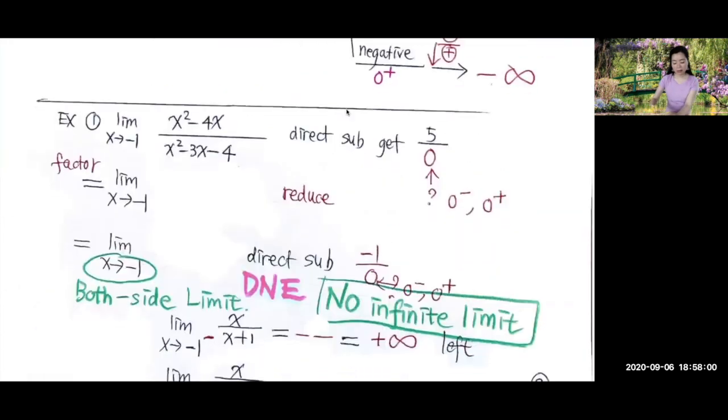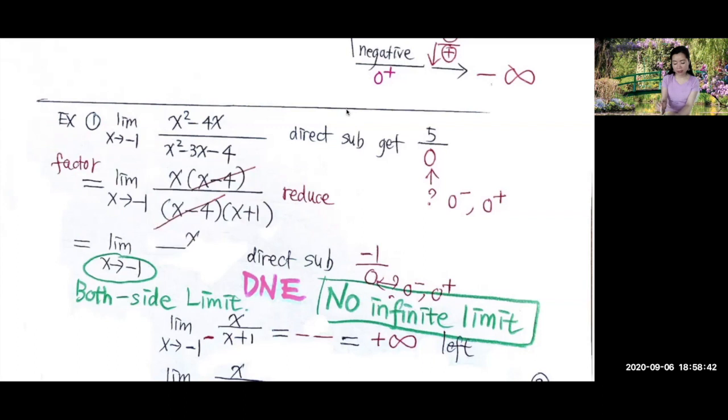Look at example 1. This one here, we're trying to find the limit of this rational function. Direct substitution here will give us 5 over 0. But does it go to 0 from the negative side, or does it go to 0 from the positive side? We don't know. Okay, let's investigate a little bit further and see what happens. The first thing we do here is try to factor this numerator and also the denominator. After you factor this, we can divide out this common factor.